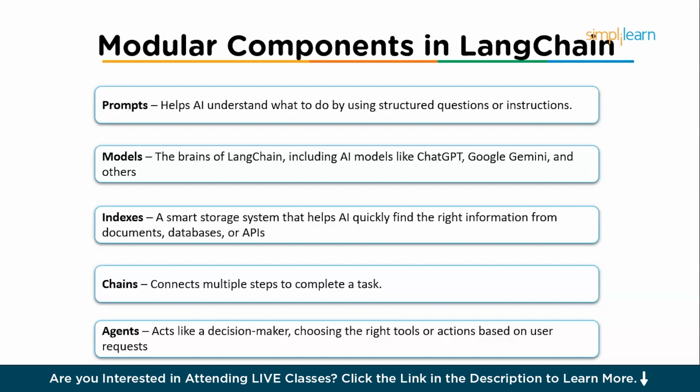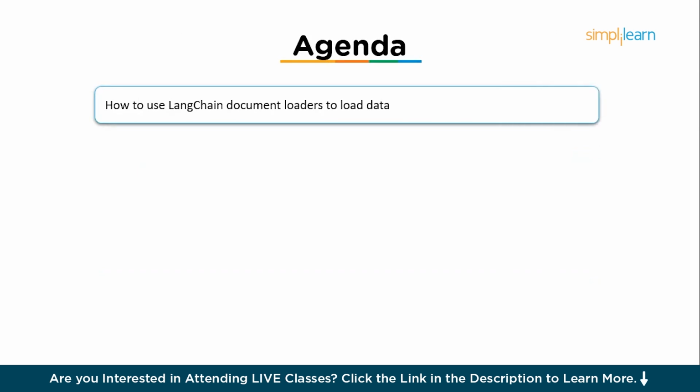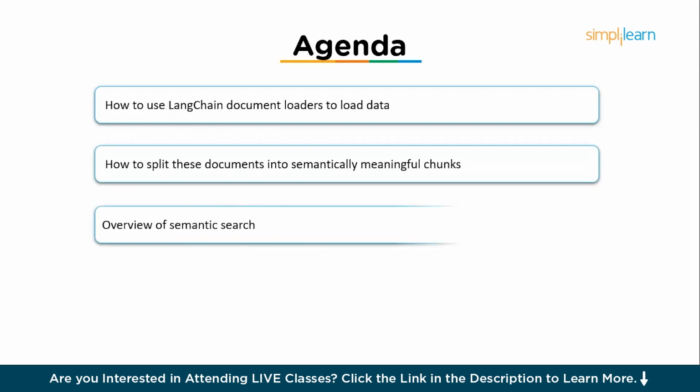Moving forward in this course, we will see how to use Langchain document loaders to load data from a variety of existing sources. We will then touch on how to split these documents into semantically meaningful chunks. Next, we will give an overview of semantic search, a basic method for fetching relevant information from a given user query. This is the easiest method to start with, but there are several cases where it fails. We will understand these cases and see how to fix them.